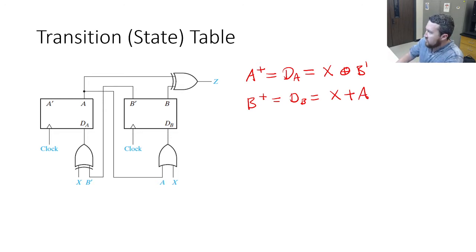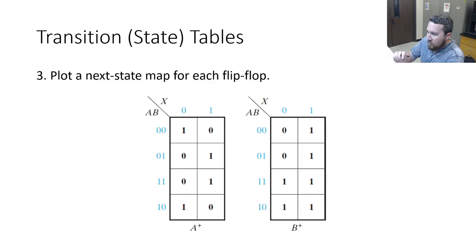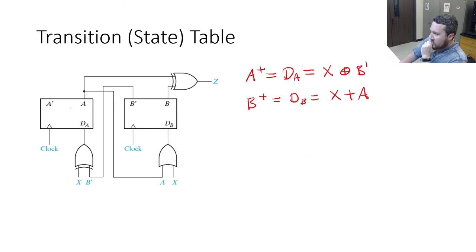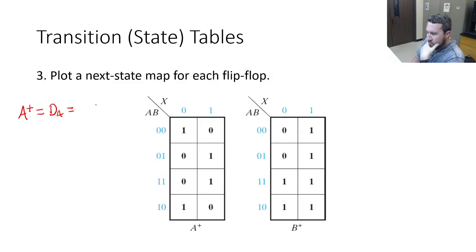All right, so the next step, step three, is to plot those equations onto K-maps. Let's look at A. Remember, A plus was equal to dA, which was equal to what? X or B prime.